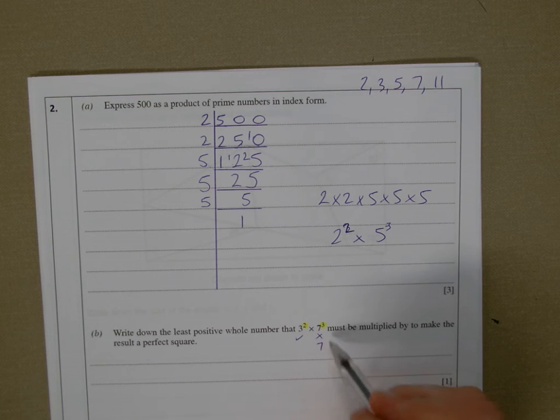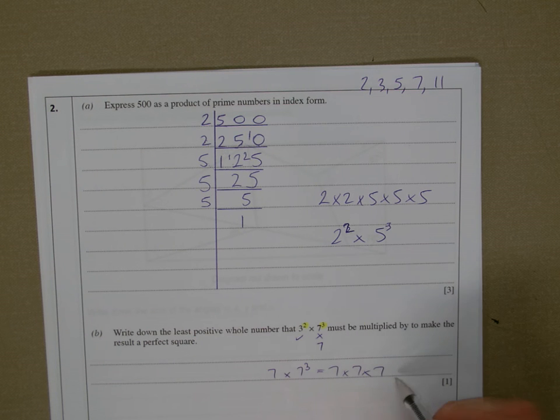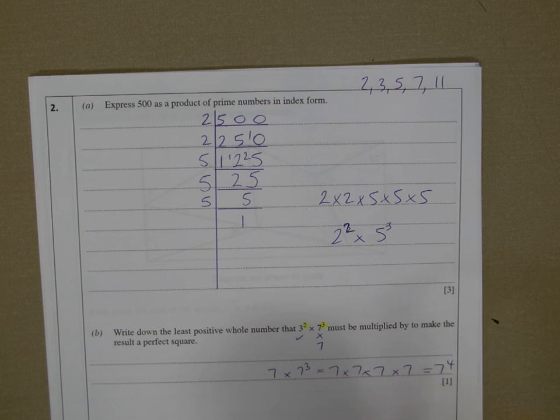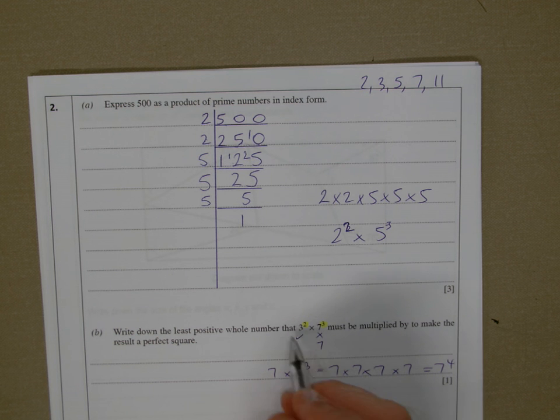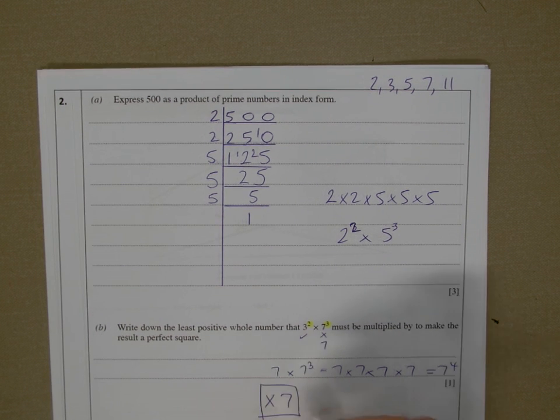Because if I times it by another 7, I then have 7 to the power 3, which is 7 times 7 times 7. And if I times it by another 7, I'd have another 7 added on, and it becomes 7 to the power 4. So in terms of what we need to multiply it by to make all the powers even, we need to times it by 7.